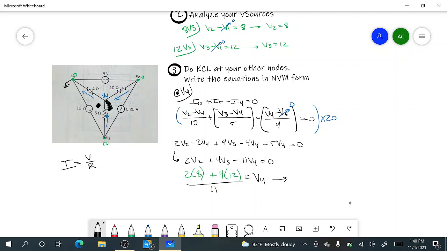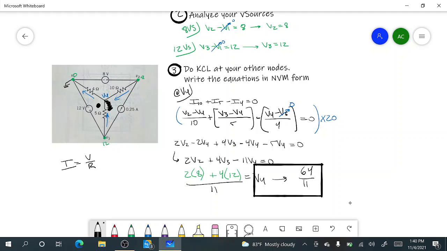So I got 16 plus 48 is what, 64? 64 over 11 is going to be my V4. Okay, let me just double check that because I definitely did it in my head.